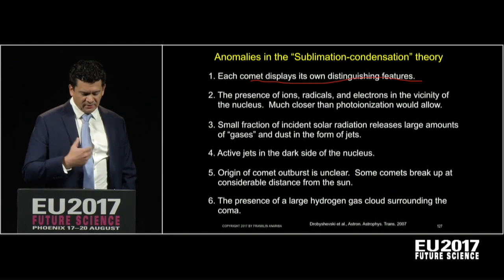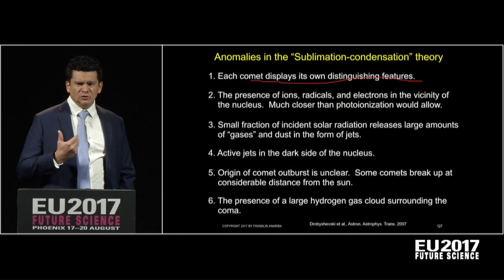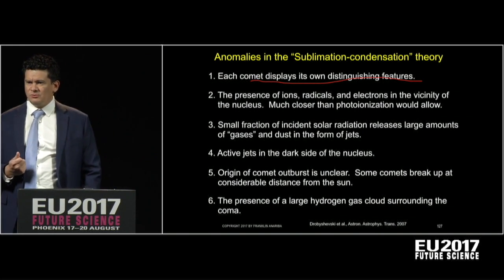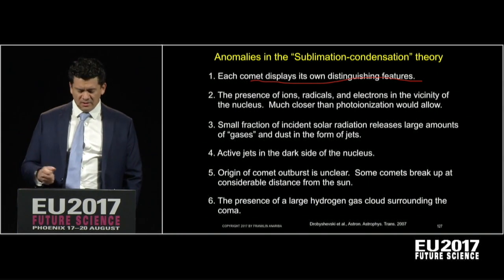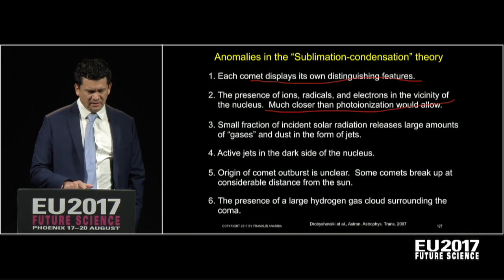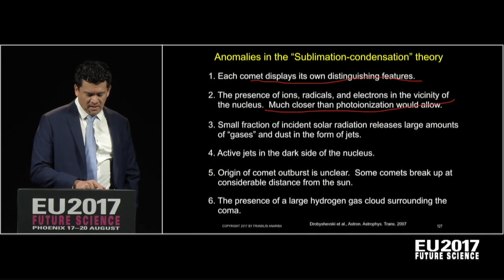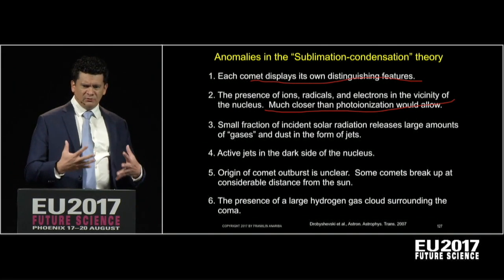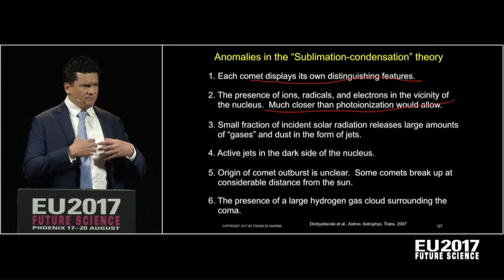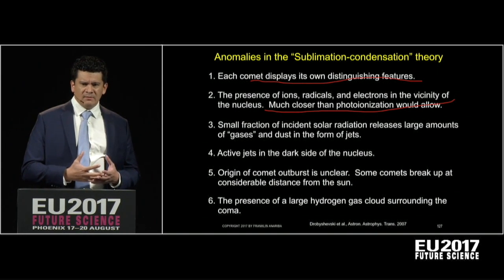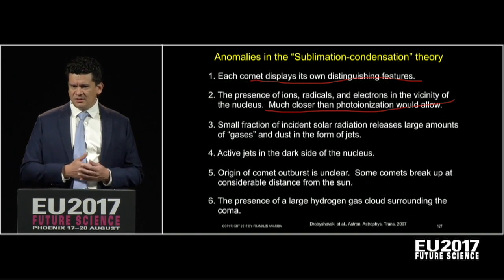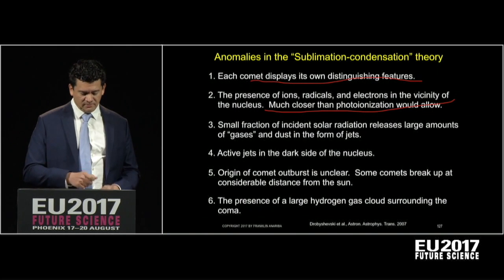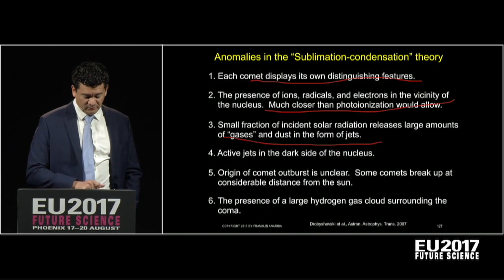The presence of ions and electrons near the nucleus has been shown to be on a scale that is more than would be expected with photoionization. I talked about that last time, and I'll mention it again this time. There's also this situation where there appears to be a lot of outgassing, or a lot of volatiles in the coma, as a function of heliocentric distance. It doesn't quite match, so you see that there's something else going on. I mentioned it last time, and I'll mention it this time as well.